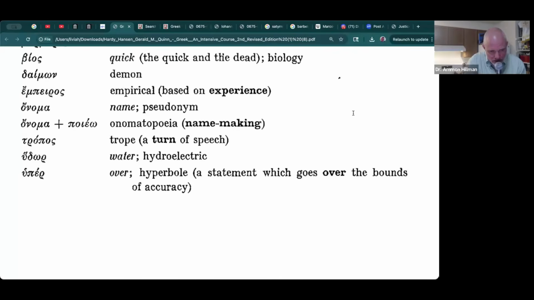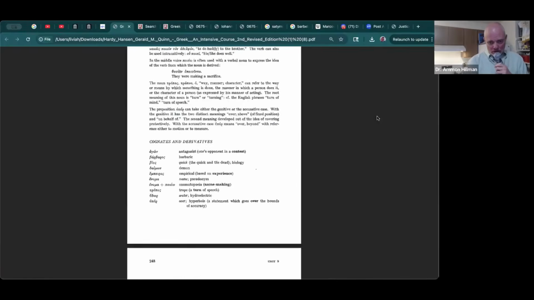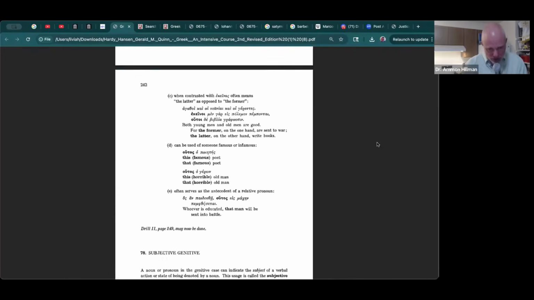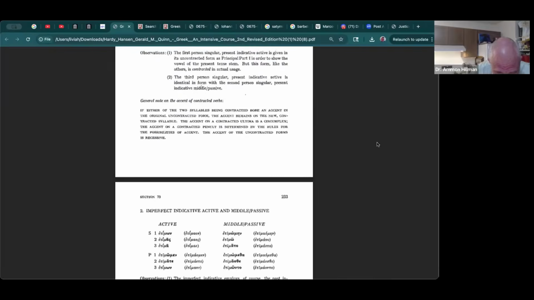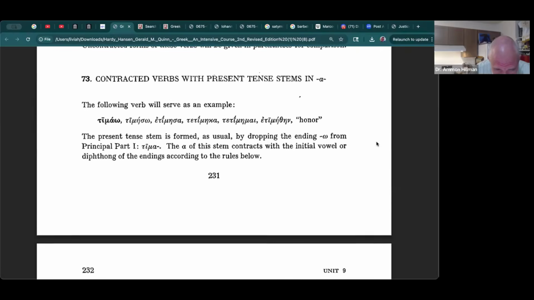Okay, then there's cognates and derivatives at the bottom. Good, we don't need that. We need to jump into the fray here, and I want you just to look at the forms real quick. I'm not going to read this because you know it. It's already sunken into your head.